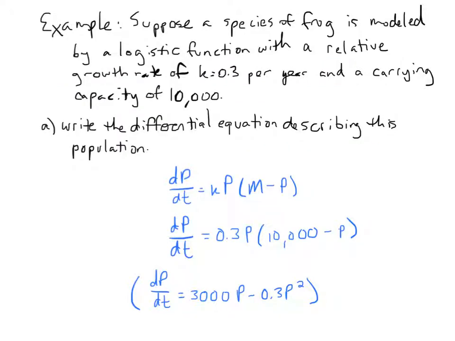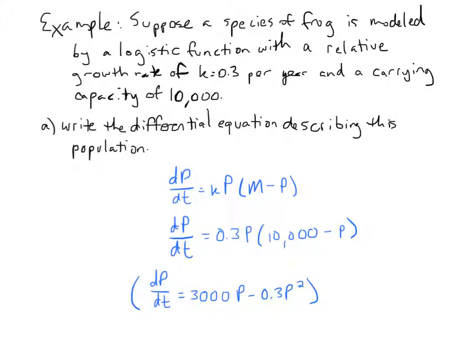Alright, so here's our example. We have a species of frog, and the population is modeled by a logistic function with a relative growth rate of k equals 0.3 per year, and a carrying capacity of 10,000 frogs. This is a 4-part problem, so I'm just going to do 1 part on each slide, so I don't have to squeeze it all in here.